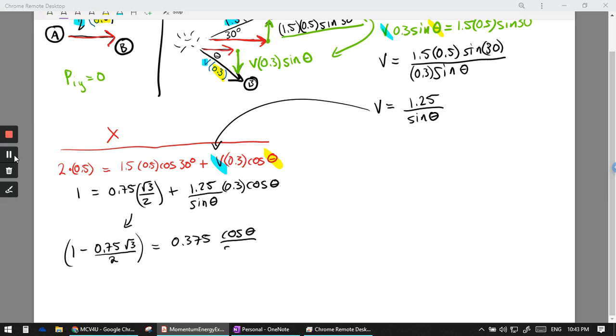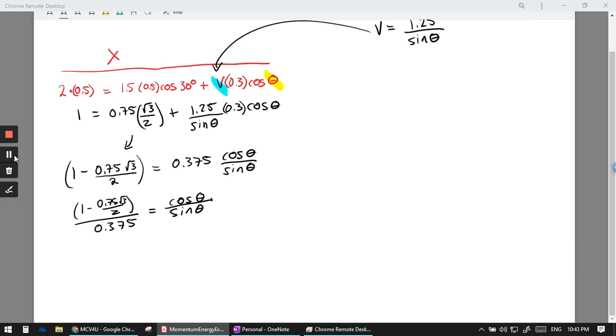And you can push this sine theta right over there, okay? And as you may remember, cosine theta over sine theta is the cotangent of theta. But I'm going to have to get rid of this 0.375 as well. So it's basically this thing, which is 1 minus 0.75 root 3 over 2 divided by 0.375 equals cosine theta over sine theta. And there we go. We've got our solution here.